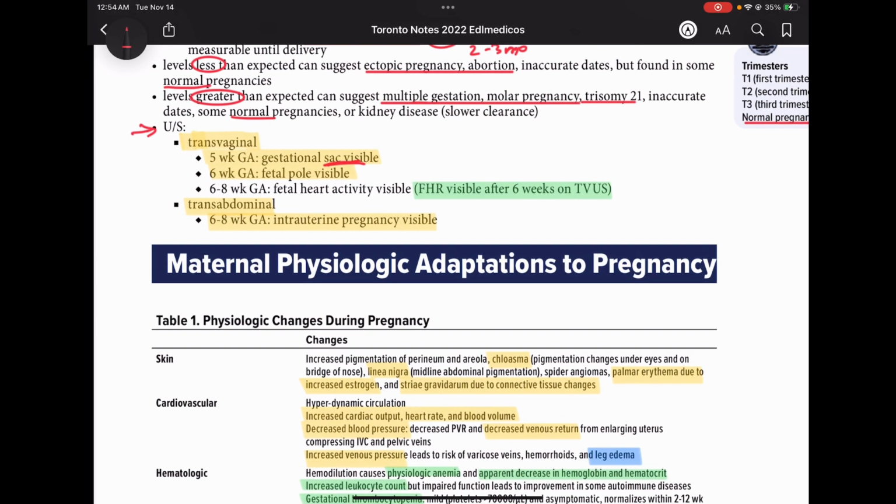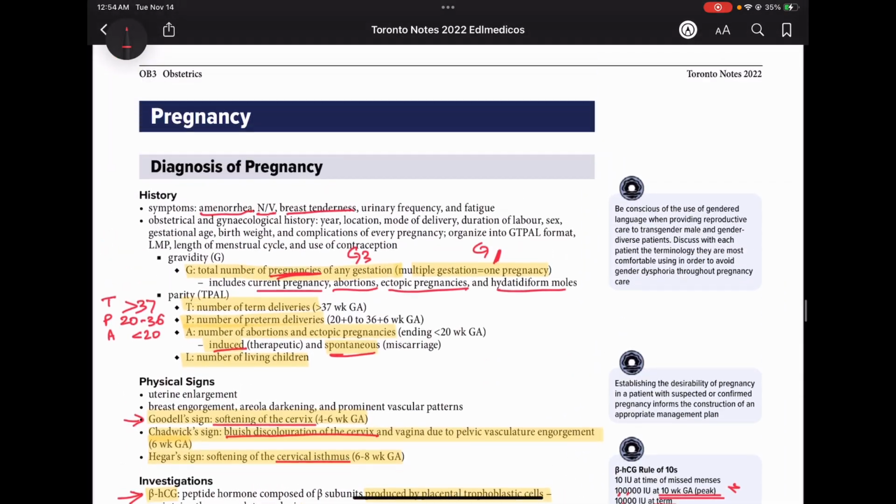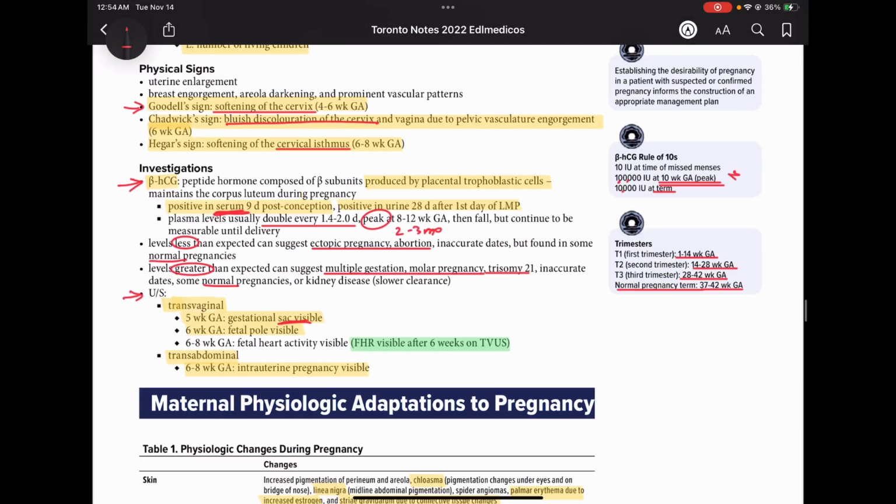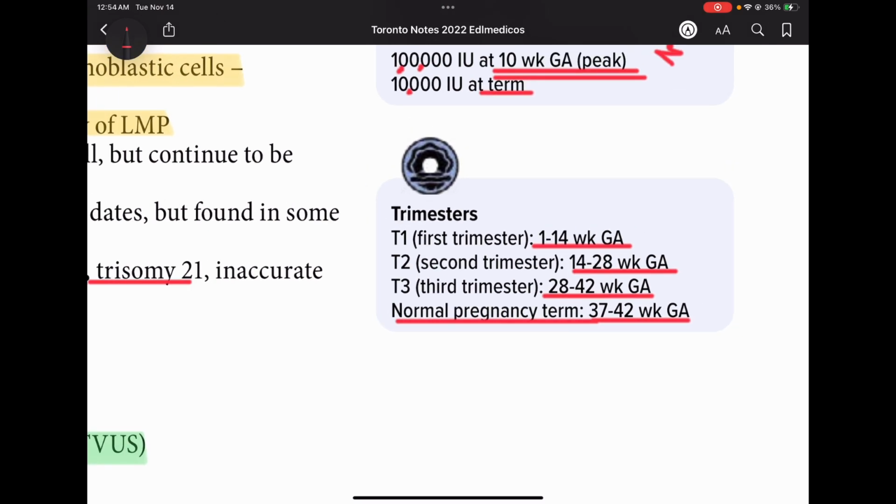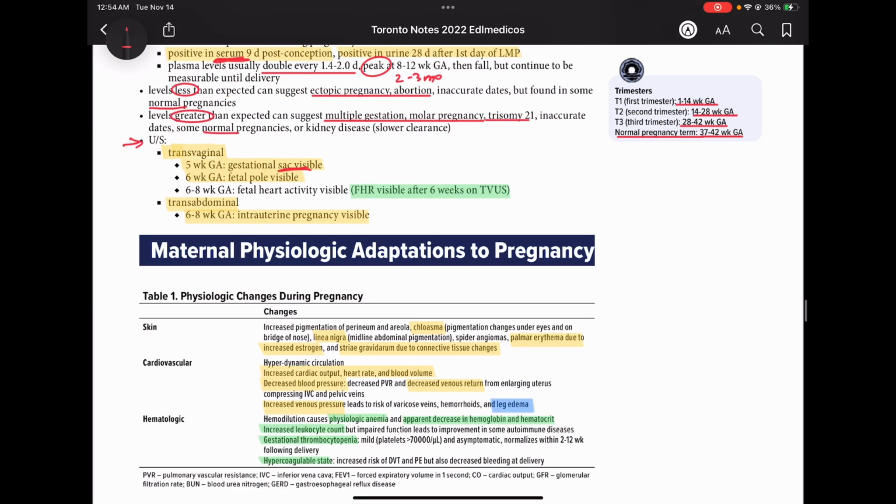Okay. Alright, so that was pregnancy and how we would diagnose pregnancy. And then we have trimesters. First trimester is 1 to 14 weeks, second is 14 to 28, third is 28 to 42. Normal pregnancy, the normal term is 37 to 42 weeks.